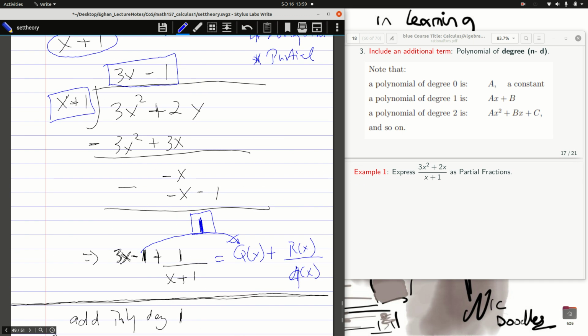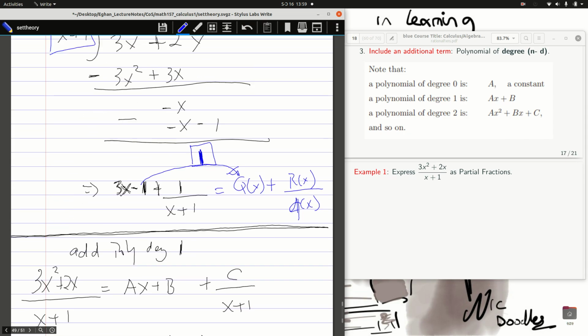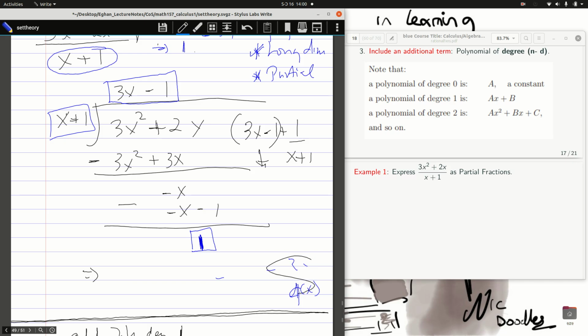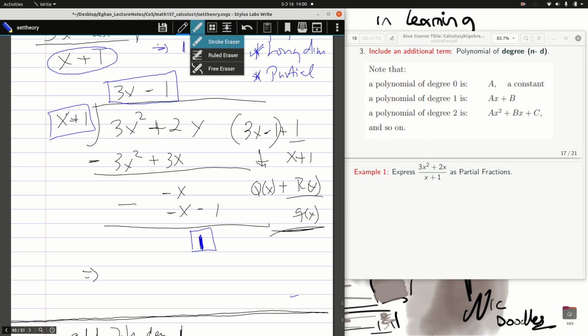what do I need to add? I wish I cleaned certain parts. Let me write this guy here for you. We had 3x minus 1 plus 1 over x plus 1, and we said this is the same as, okay, so I can clean this one now so I can have some space for some analysis. So this is your Q of x plus your R of x over the divisor. That is it.